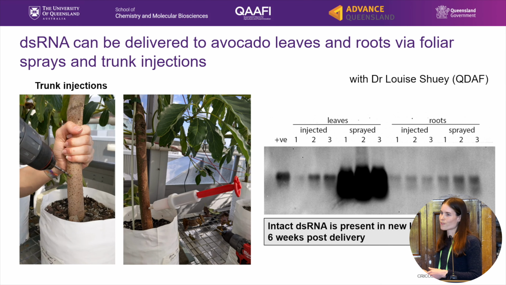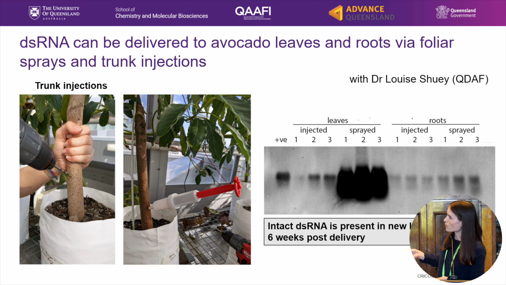I'm also working on Phytophthora cinnamomi. So I had some avocado plants, and we were interested in whether we could spray RNA onto the leaves and if it would go into the roots to protect against this root pathogen. This was all done with Louise Shuey at DAF. And so what we did is we injected some double-stranded RNA into these avocado trees using the trunk injection approach. And then I sampled at different time points afterwards, leaves and roots.